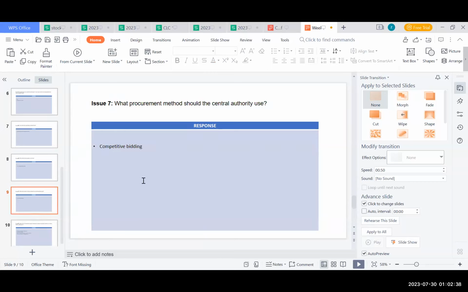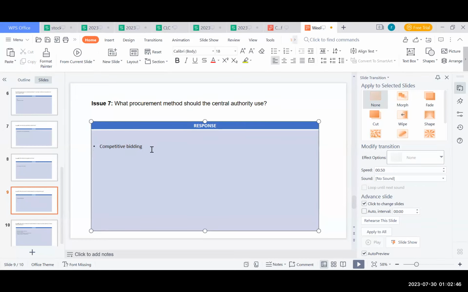The second to the last issue, which is what procurement method the central warehouse should use. We chose competitive bidding because this will allow a lot of suppliers to come in and present what they have, and the best out of them according to quality, cost, and so many other factors can be chosen.